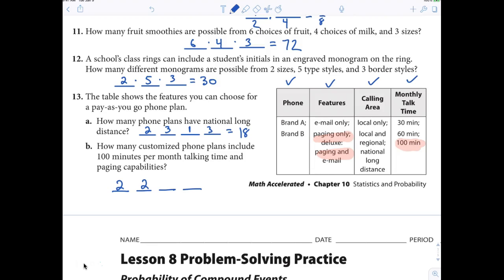Calling area. 3, I think, right? And then talk time? 1. Thank you very much. That was excellent. So my final answer here now is what? 12. Very good work.